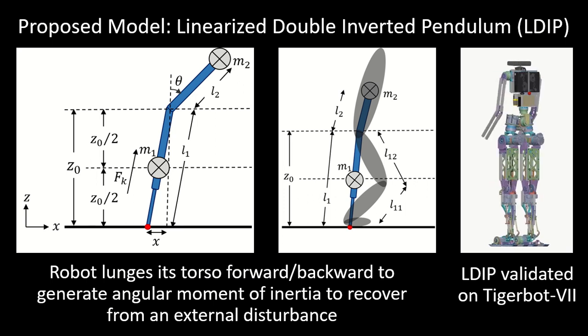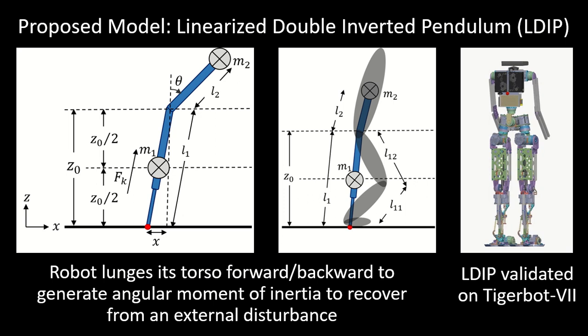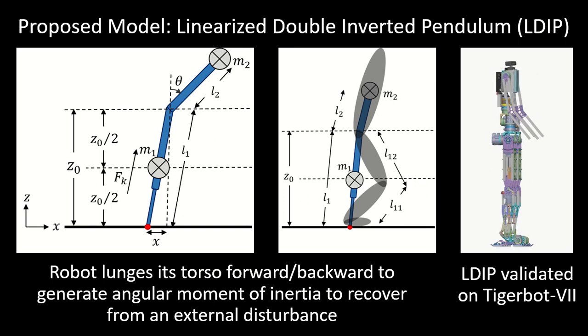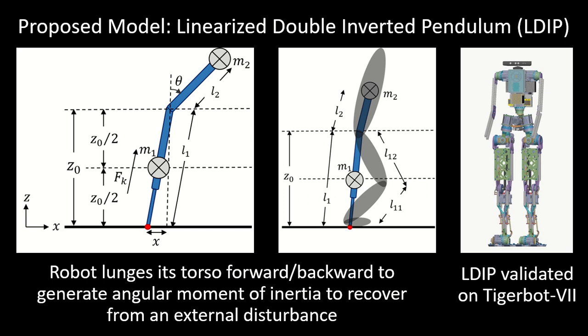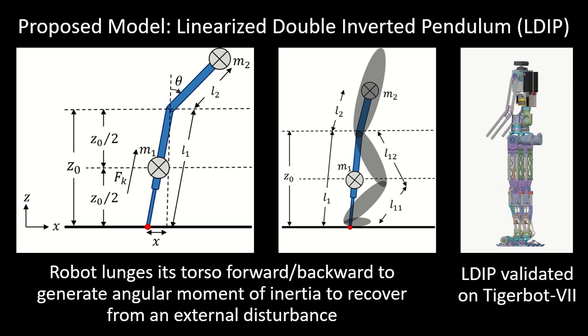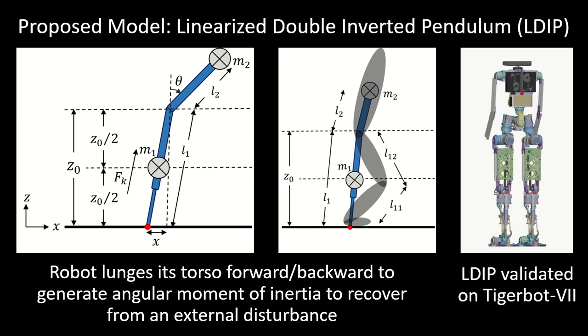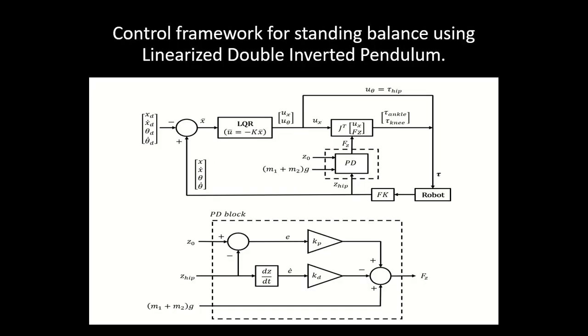When humans are pushed, they try to rotate their arms or lunge their torso forward or backward to balance themselves. This generates an angular momentum about the pelvis, which helps in regaining balance. LDIP takes these things into consideration and models this angular momentum implicitly. The implicit modeling of angular momentum in LDIP facilitates the use of modern control techniques like the linear quadratic regulator with ease.